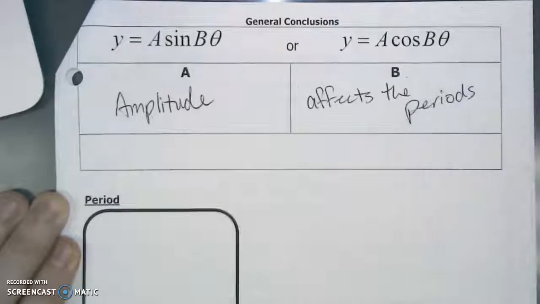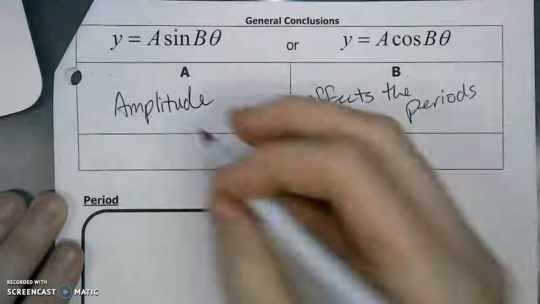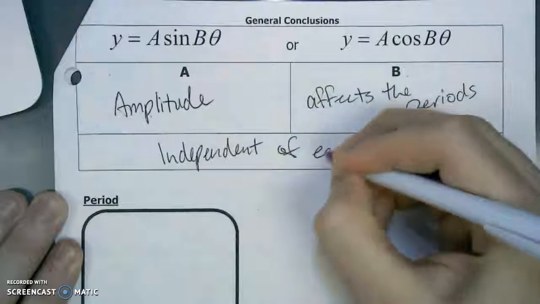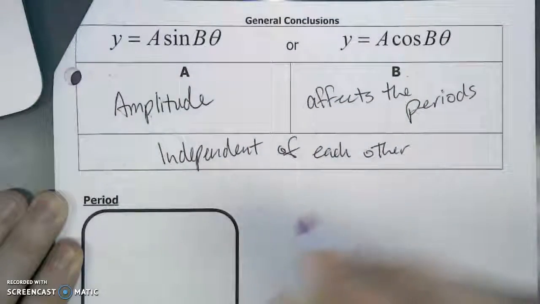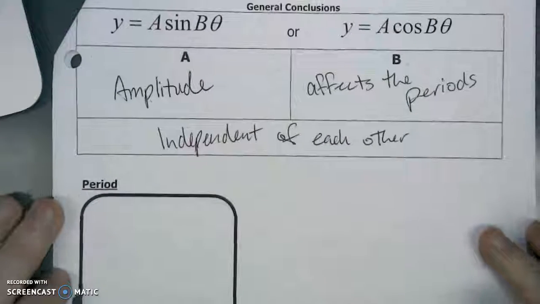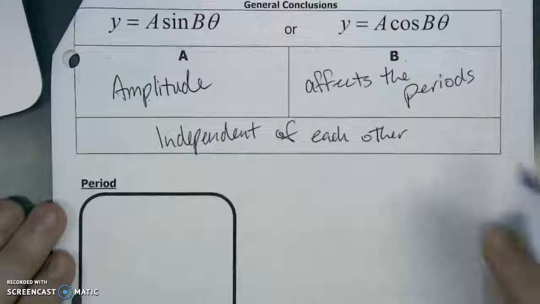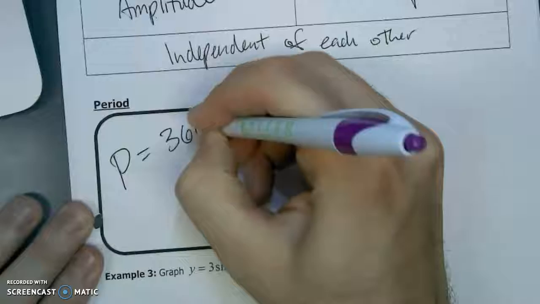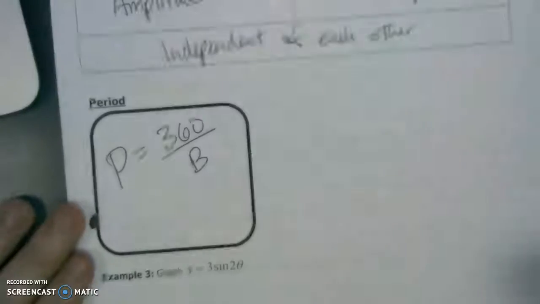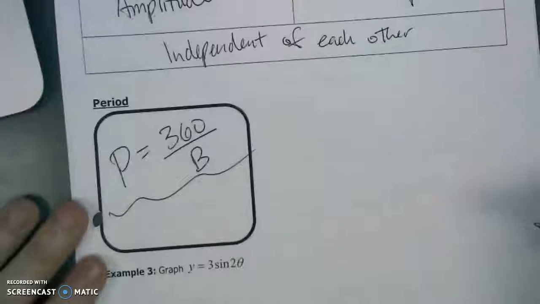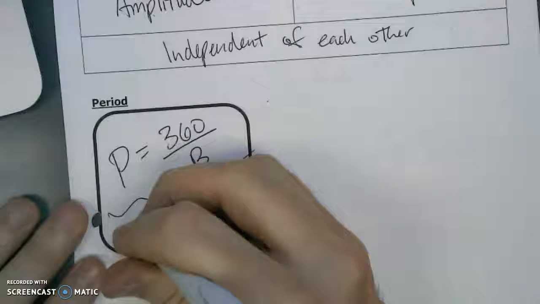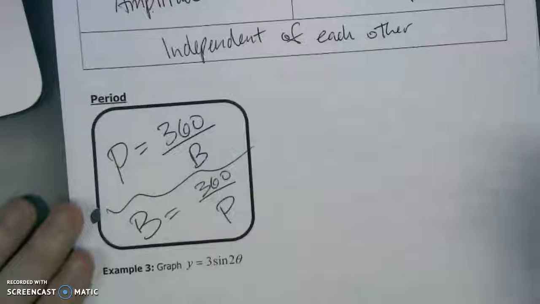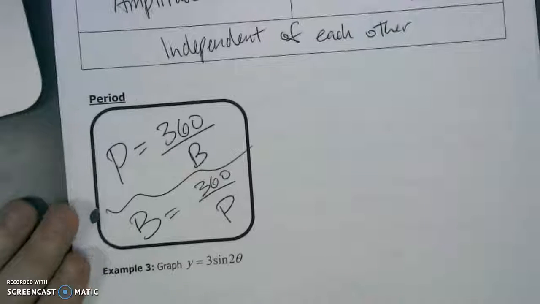B affects the period. And these are independent of each other. So A does not affect B, B does not affect A. If I want to find the actual period, and I know that number, the period will be 360 divided by whatever your B value is. Let's say I know the period, but I want to find the B value, then B is 360 divided by P. So they're inversely proportionate.